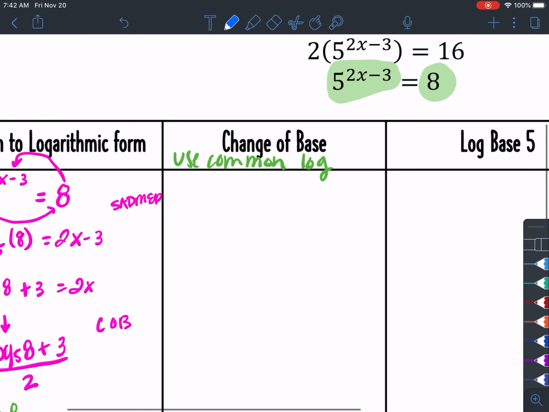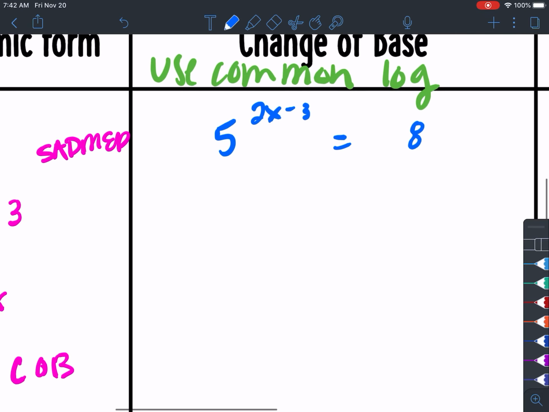So if we go back to our original problem, we have 5 to the 2x minus 3 equals 8. One of the golden rules of algebra says anything you do to one side of the equation, you have to do to the other side of the equation. We see that a lot with solving, the idea of subtracting things from both sides, adding, dividing, etc. But the other side of that is that you can do whatever you want to one side of the equation, and as long as you do it to the other, it's still equal.